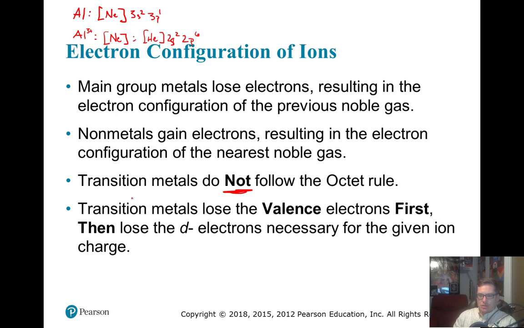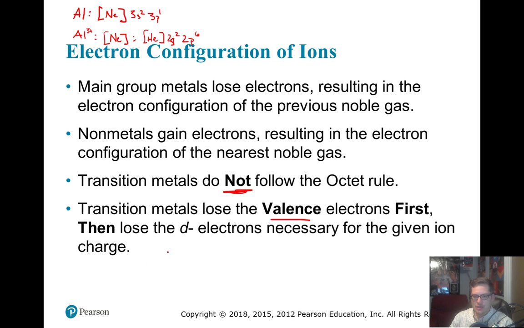All right, so the transition metals are always going to lose electrons because they're metals, right? So they form cations. When they are losing valence electrons, they're always going to lose their valence electrons first. So those are the ones in the highest energy level. Essentially, you're going to be losing the s's first. Then you'll start losing the d's. That's really what it comes down to. Then you'll lose the d electrons necessary to give whatever charge you're looking for. All right, so anyway, let's do one real quick.